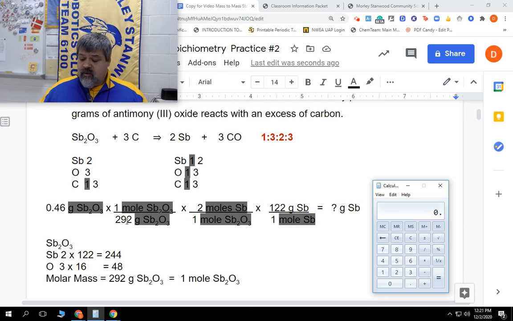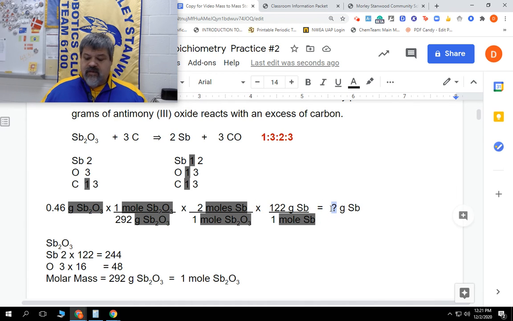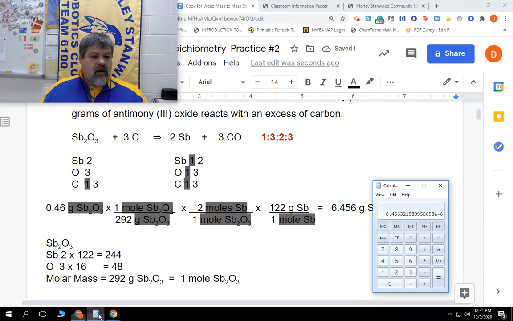We're going to go 0.46. We're going to divide that by 292. Then we're going to multiply that by 2, and then we're going to multiply that by 122. That's going to equal 6.456. But we need to double check it. Always have to double check it, okay? So 0.46 divided by 292 times 2. I didn't times it by 2, did I? Okay, let's go back. Let's clear it again. Let's start it over like we always do. Everybody, we always make a mistake.